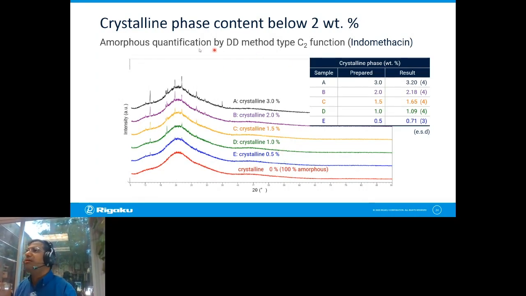An example is shown here for indomethacin. The crystalline form is only 3%, and it reduces to 0.5%, but could be easily spit out by the program. 0.5% was reported as 0.71, 1.09, and 1.5% prepared resulted in 1.65. And you see in the bracket the ESD, which brings the results very close to the expected ones. So I hope this method is clear to everyone, where by using the chemical formula, we can go very low on the amount of crystalline form present in a large amount of amorphous form.